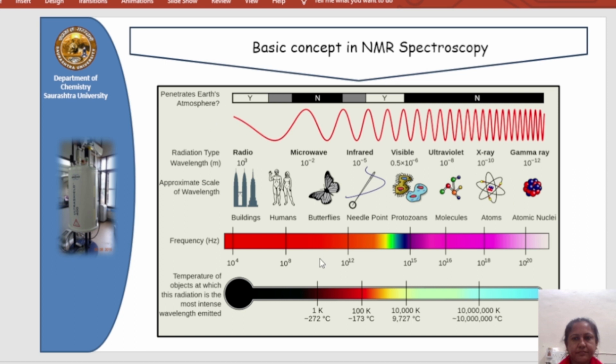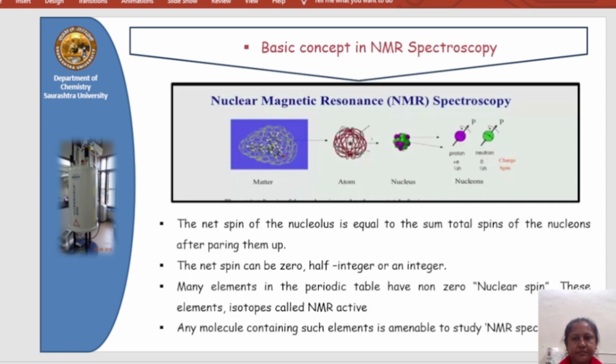This is also known as electromagnetic radiation spectroscopy, and depending on which part is absorbed and which type of frequency falls on the molecules, we get the result. So this is a brief review related to spectroscopy. Now we move towards NMR spectroscopy, and we start from the very basics of it.